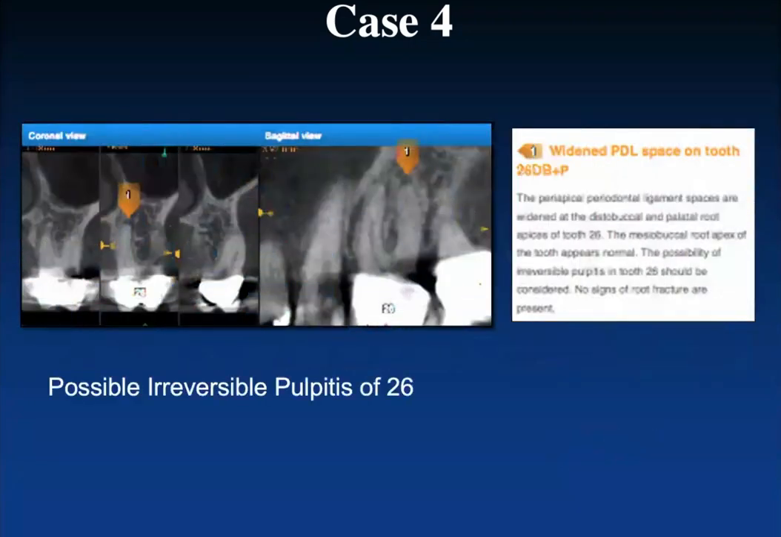When we did the CBCT, we can see the widening in the periodontal ligaments, and it more possibly shows that it has irreversible pulpitis, which is good evidence to support opening the tooth.